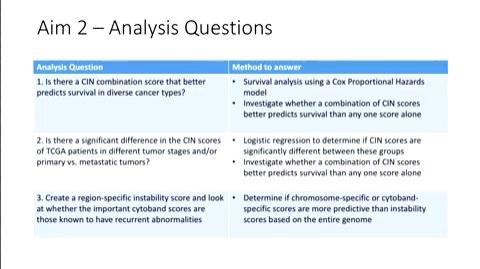And then the last question I'll be looking at is to create a region-specific instability score. And so this will be looking at whether the important cytoband scores are those known that have recurrent abnormalities. And so I'll determine if there's chromosome-specific or cytoband-specific scores that are more predictive than instability scores based on the entire genome.